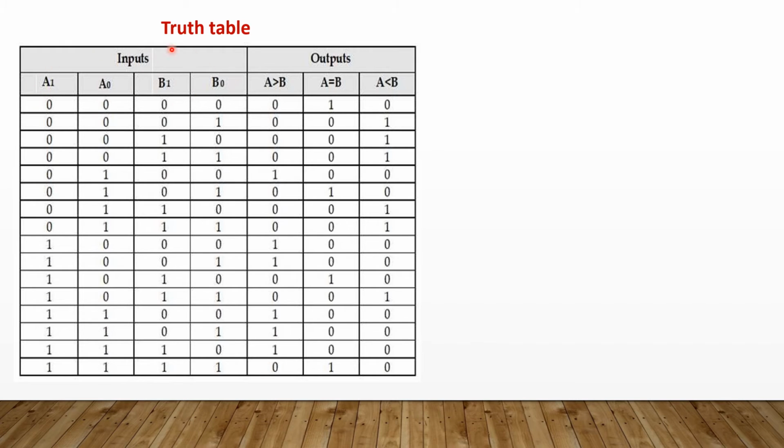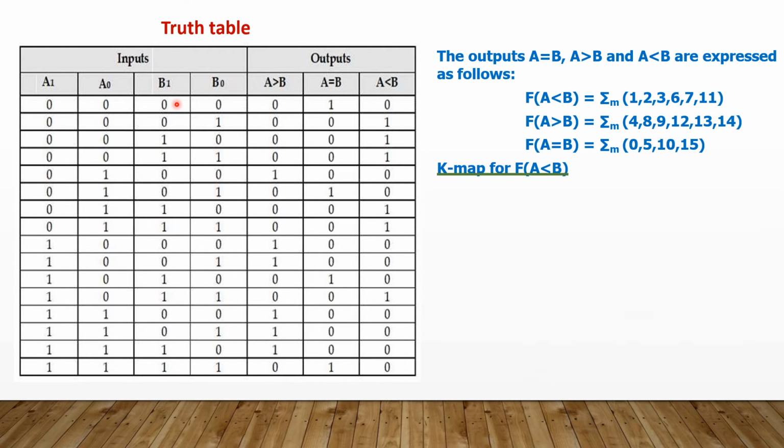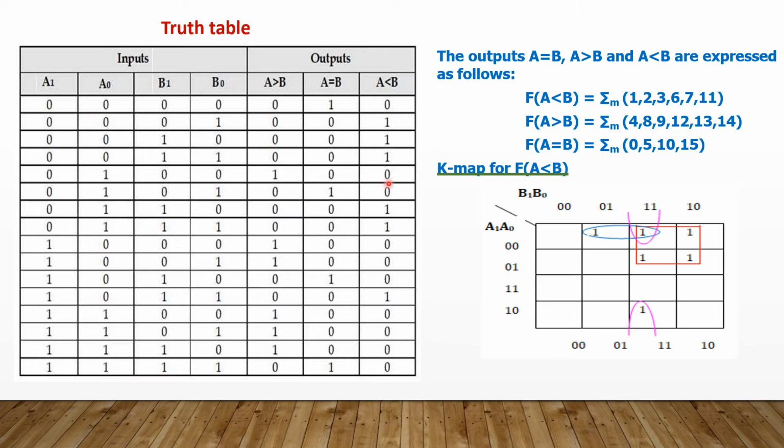According to this truth table, how many input variables are there? 4 input variables. So obviously we have to use a 4-variable K-map. First we write the canonical form from the truth table. If you want, you can write the canonical form like this for A less than B, A greater than B, and A equal to B.